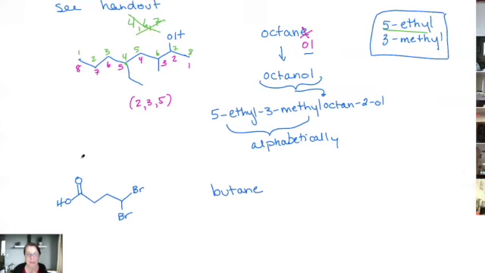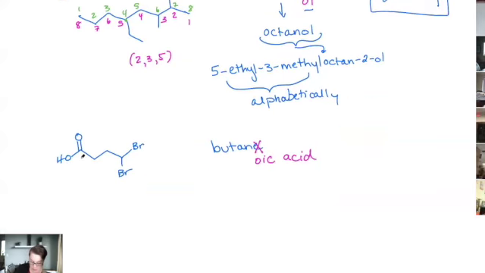Okay. So it has a 2-part kind of suffix to it. It has oic acid. So the generic form is that we're going to take the alkane, cut off the E, and add oic acid. So this root plus suffix becomes butanoic acid.